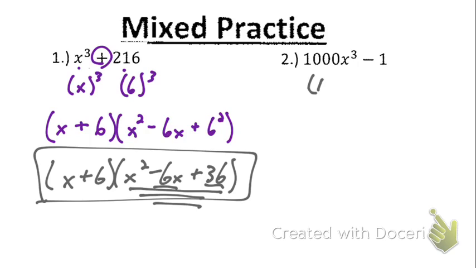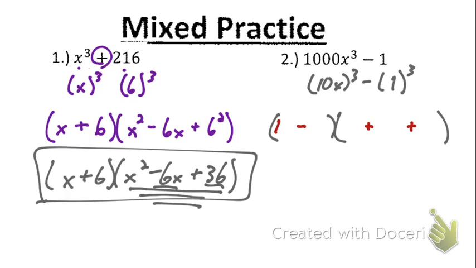1000 is the cube of 10. So this is 10x cubed. And then we have over here 1. That's the cube of 1. So, start with my little set of parentheses, then my big. I'll change my color here. Why not? Same sign first, then opposite, then positive.